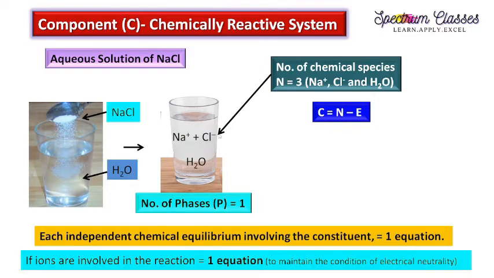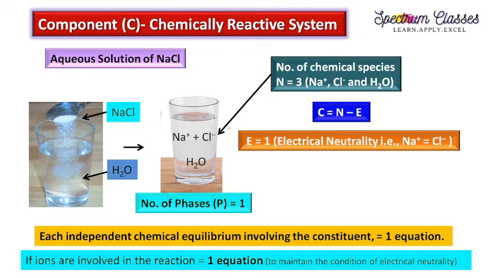The second point is that if ions are present in the system, then we will consider the electrical neutrality. That is also considered as one of the equations, right? Since we have ions in this system, electrical neutrality must hold, that is, Na plus will be equal to Cl minus. So this is one relation or one restriction imposed on this system, and therefore this will be considered as one equation.